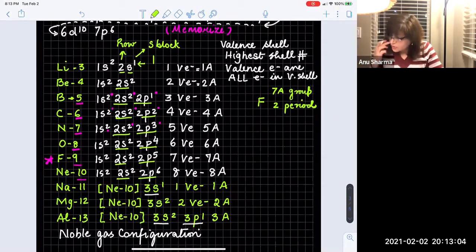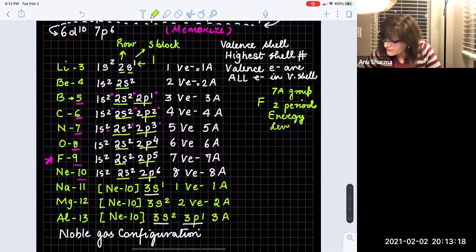Okay, so what does this mean? This means second period, that's the row or the energy level. So this is the energy level, okay? And this is going to end in, and it is on the P block. Remember we talked about the blocks in the periodic table? So it is in the P block.